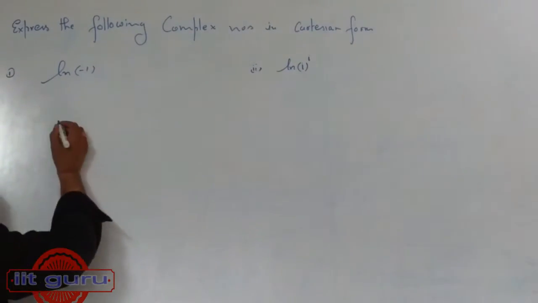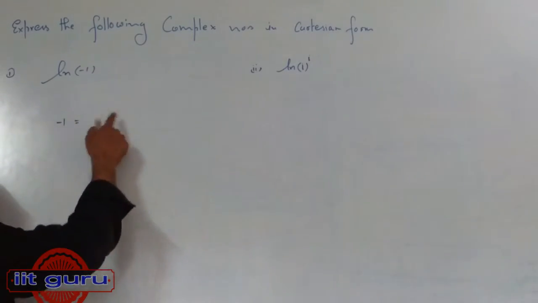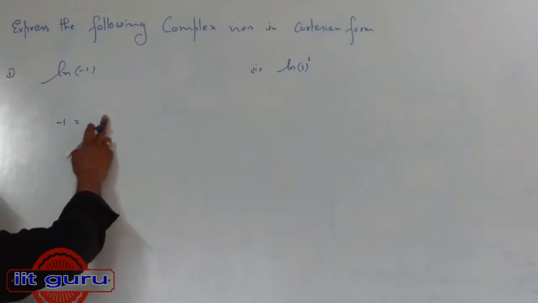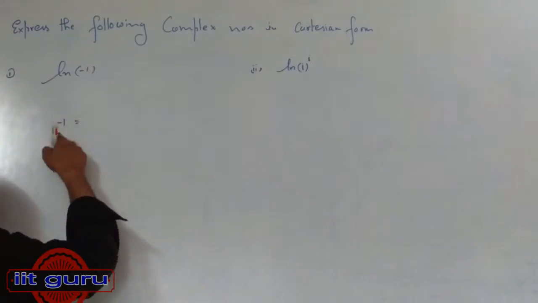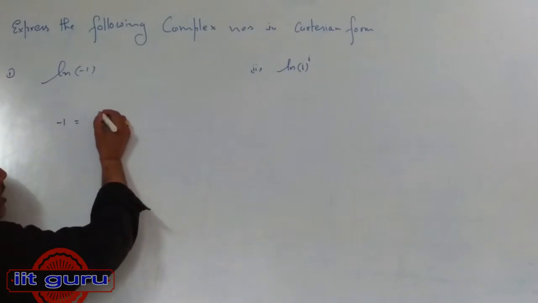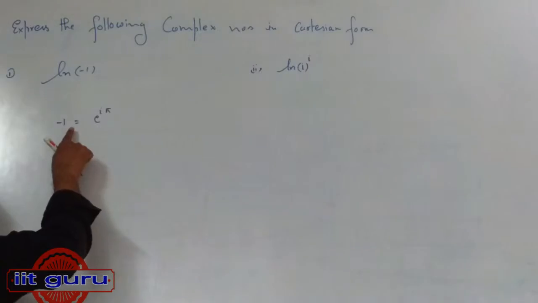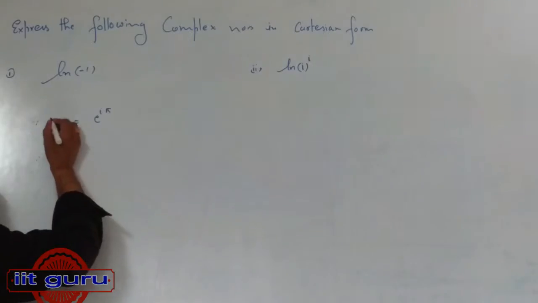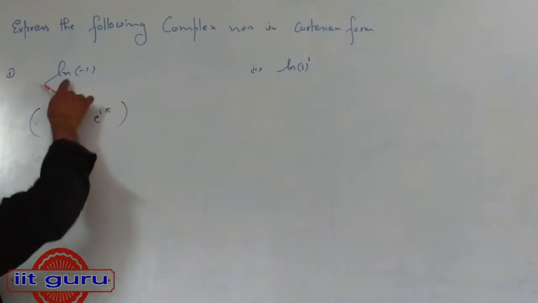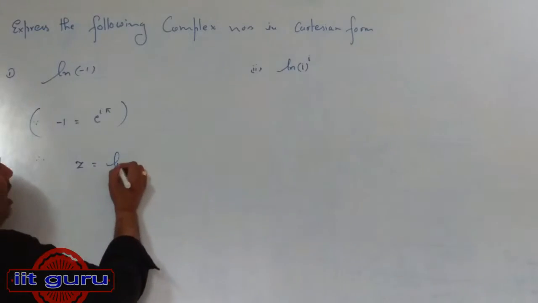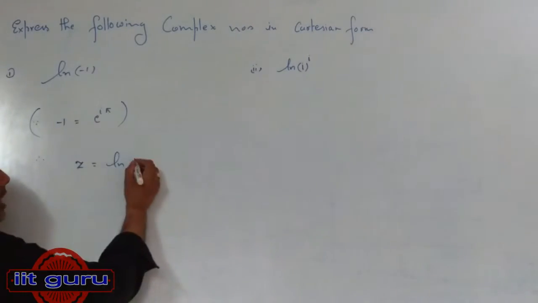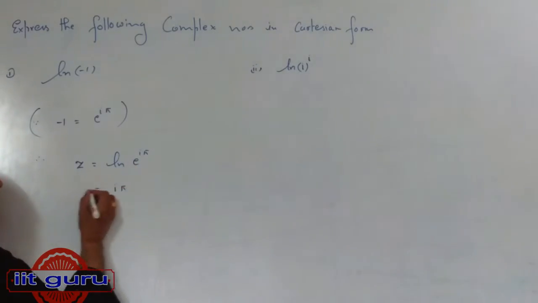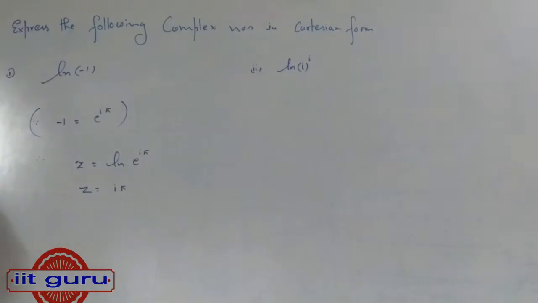If you say -1, compare it with r cos theta plus iota sin theta. The value of -1 is cos pi plus iota sin pi, that is e to the power iota pi, as cos pi plus iota sin pi is -1. So let z equal ln of e power iota pi. Now by the log m to the power n rule, that is iota pi. This is a purely imaginary number.